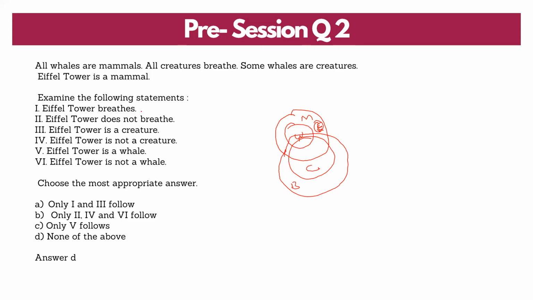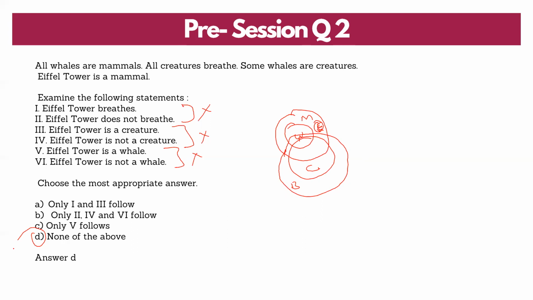Now examine the statements. Eiffel Tower breathes, cannot say. Eiffel Tower does not breathe, cannot say. Both the scenarios cannot be said, because as I explained in my last question, there can be ways in which here I have drawn breathe and Eiffel Tower away. But it is also possible that somebody draws it in a way where Eiffel Tower is inside the breathe circle. So not the answer. So for the similar reason, 3 and 4 is not the answer. For the similar reason, even 5 and 6 is not the answer. So here the answer is none of the above, because for each relationship of Eiffel Tower, we can have two cases wherein once it intersects with breathe and once it cannot intersect with breathe.